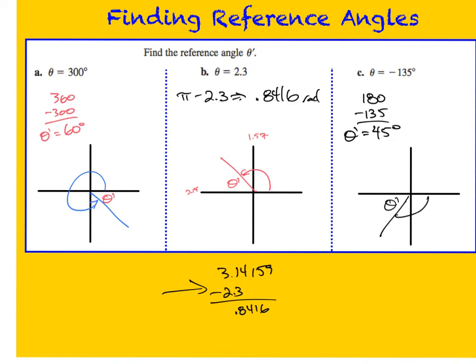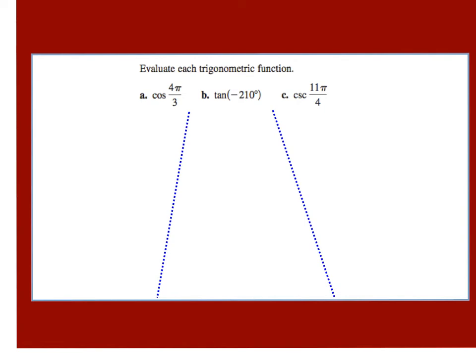So all the reference angles are going to be between 0 and pi over 2 if you're in radian mode, and between 0 and 90 degrees if you're in degree mode. All right, pretty good. They're always formed with what axes? The x-axis.